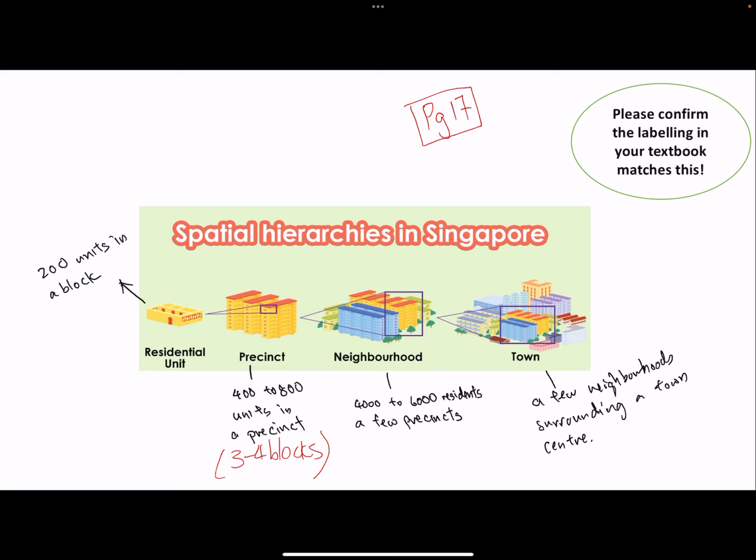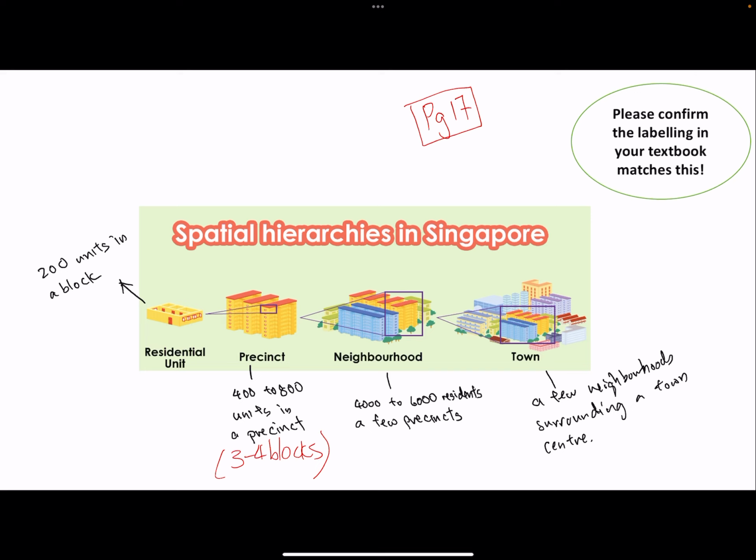Okay. Now the next one is precinct. That is a few blocks of flats combined together that forms a precinct. And then a neighborhood is a few precincts combined together. So in your textbook, please check that your precinct and neighborhood are labeled correctly. If you have purchased one of the earlier prints or you're holding on to a second-hand textbook, I don't know how it's possible, but if you're holding on to a second-hand textbook, please check that it is precinct, neighborhood, and then town. And some of them have it printed as neighborhood, precinct, and then town. So check and amend your page 17 of the textbook to residential unit, precinct, neighborhood, and then town.